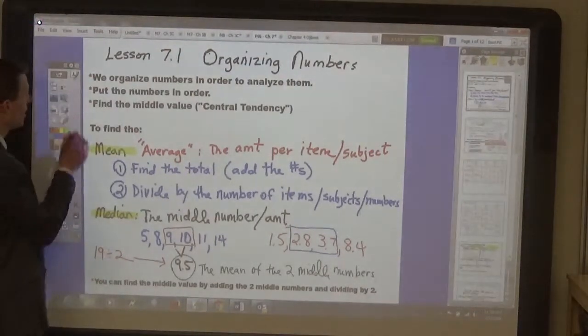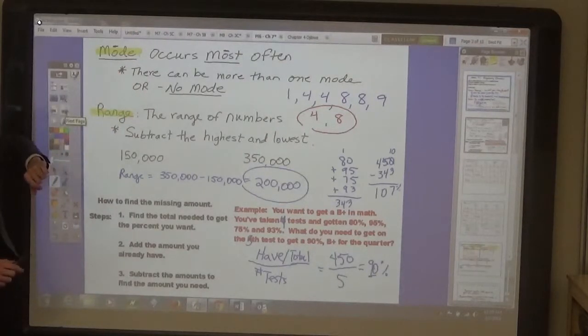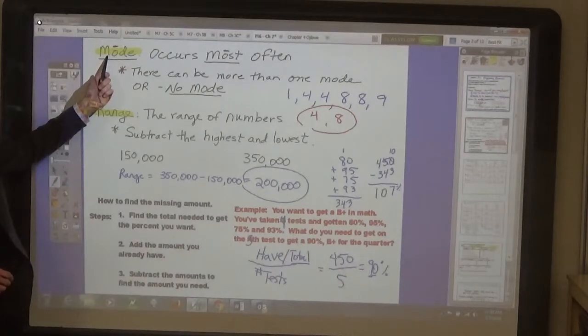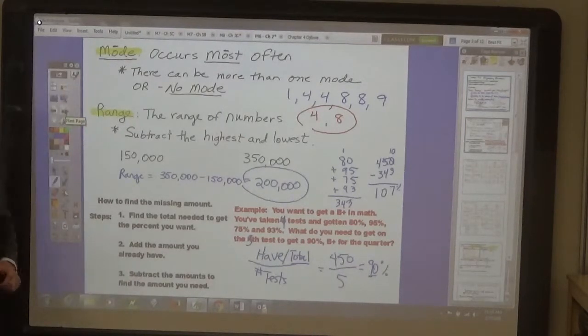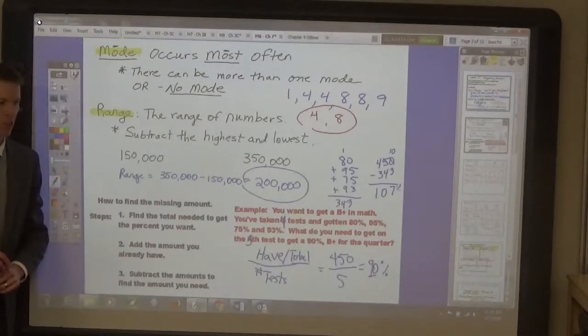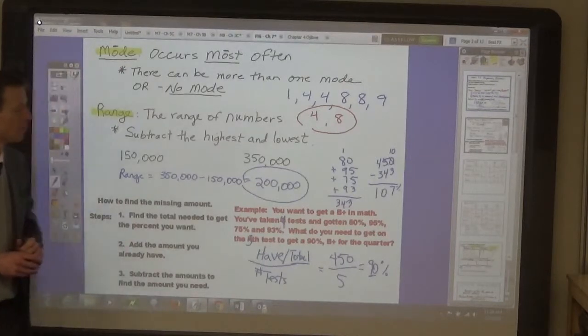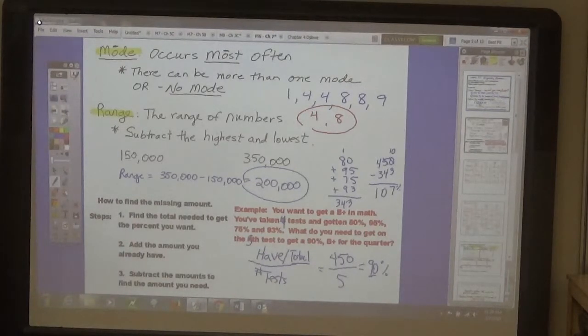Yes, there is. That's the next page. The mode of the data set. The mode of the set is the number that occurs the most often. So there might be numbers that repeat in the set. Okay?